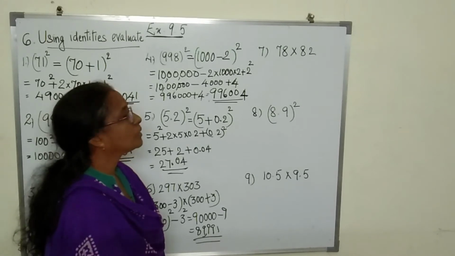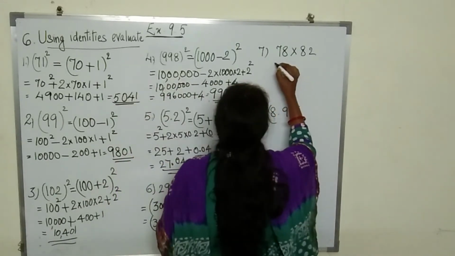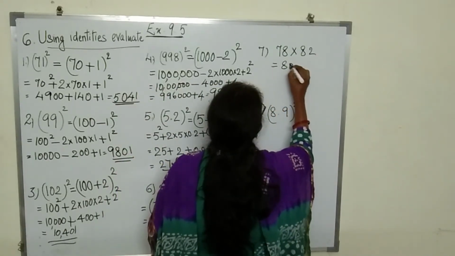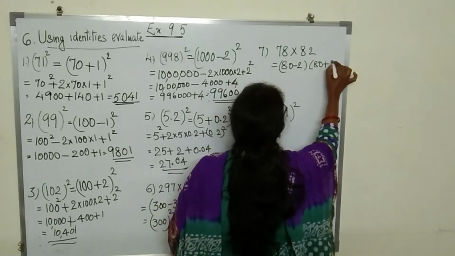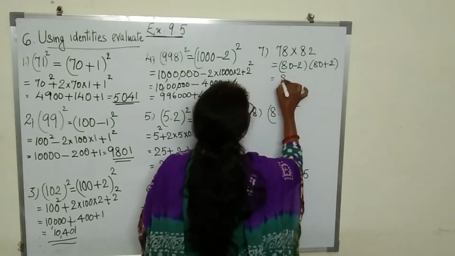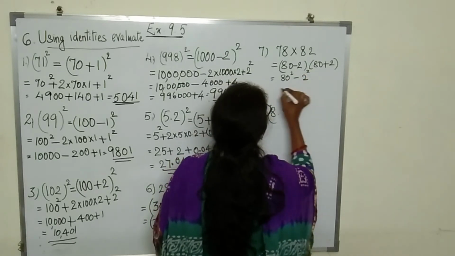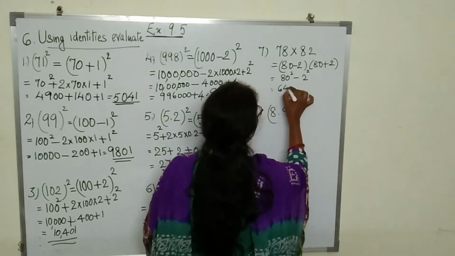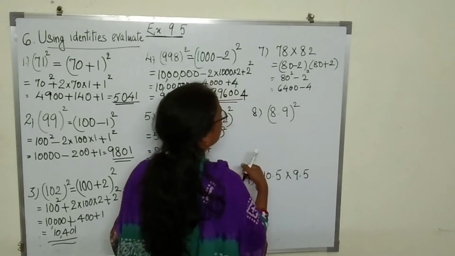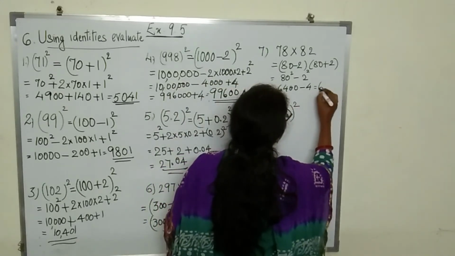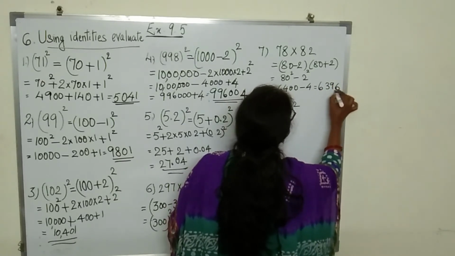This is also in a similar way. 78 times 82. Which is the zero ending number between them? 80. This can be written as (80 minus 2) into (80 plus 2), which is equal to 80 square minus 2 square. That is 8 8s are 64, 6400, minus 2 2s are 4, which is equal to 6396.